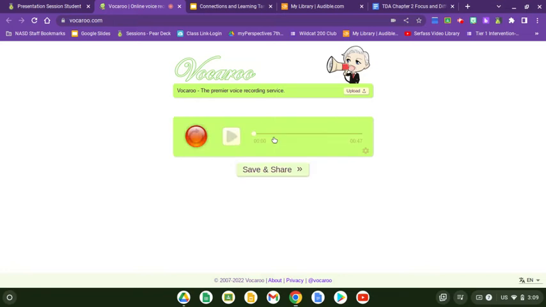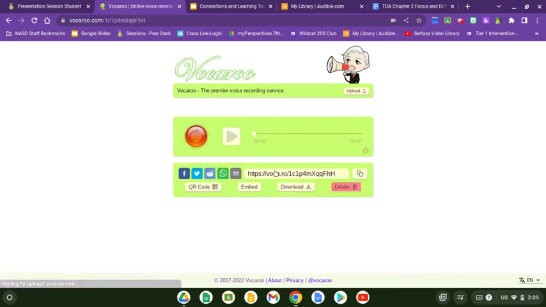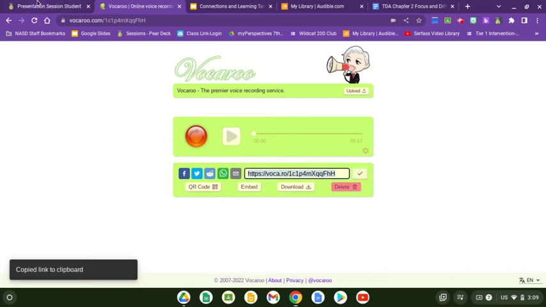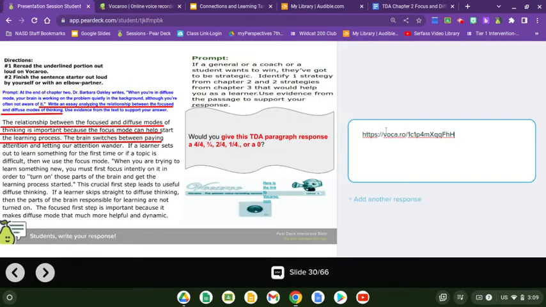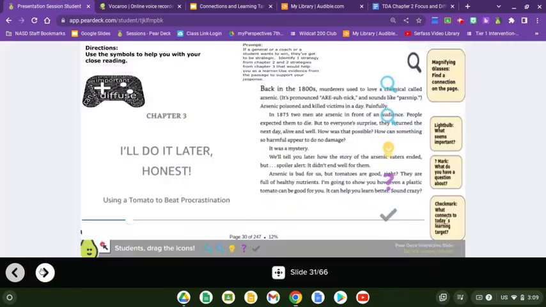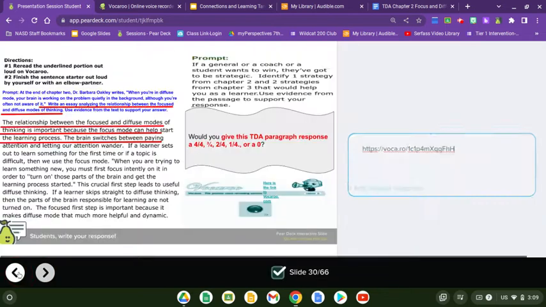Then you stop it. You click save and share just like earlier. You click the overlapping boxes, and then you put that right over here. Boom. Then you're done, and we'll start chapter 3 later. Excellent work, everybody.